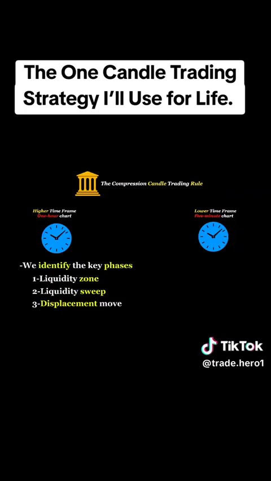Once you've confirmed these three phases on the 1-hour chart, you switch to the 5-minute chart. This is where the hidden entry zone comes into play. On the 5-minute chart, you'll look for the compression candle forming during the displacement. Once it's there, you execute the trade. Right on the 5-minute time frame, with full confidence, you're aligned with smart money.